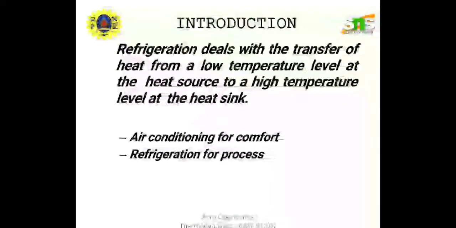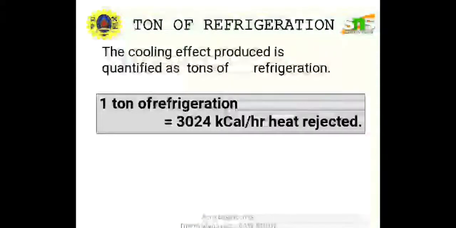Introduction: refrigeration deals with the transfer of heat from a lower temperature level at the heat source to a higher temperature level at the heat sink. Its best applications are air conditioning for comfort and refrigeration for process. Ton of refrigeration: the cooling effect produced is quantified as a ton of refrigeration. 1 ton of refrigeration is equal to 3024 kilocalories per hour of heat rejected.